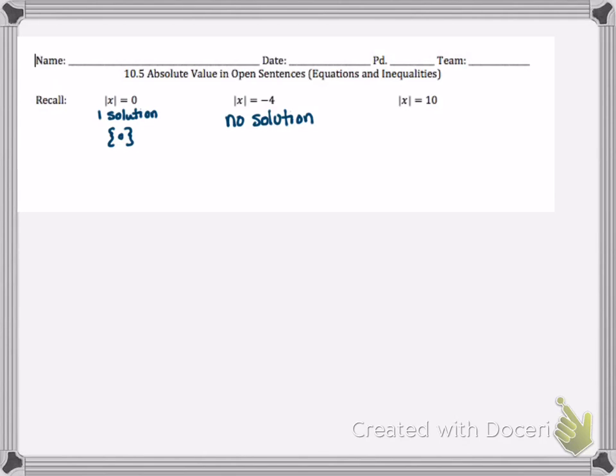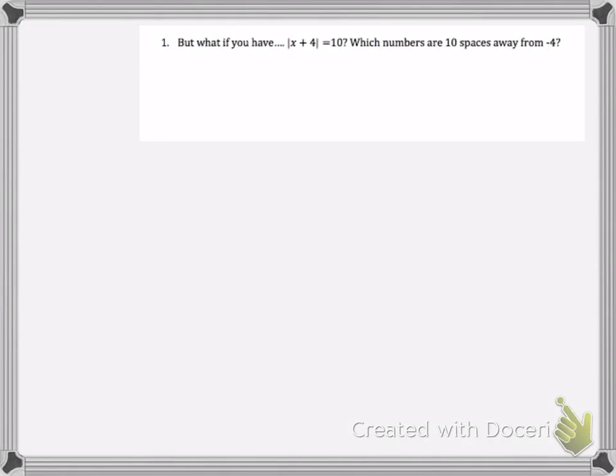And the other possibility is that when we have the absolute value of x being equal to a positive number, then we end up with two solutions. And in this case, that would be negative 10 and 10 as the possibilities. But sometimes we have the absolute value and the x is not all by itself inside of that, so we need to take a look at that.